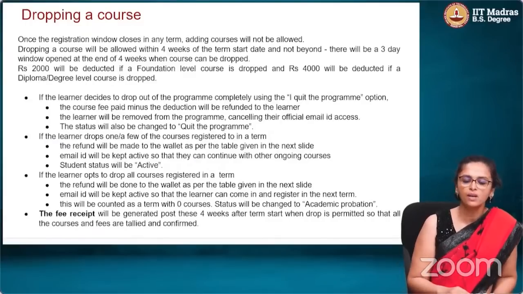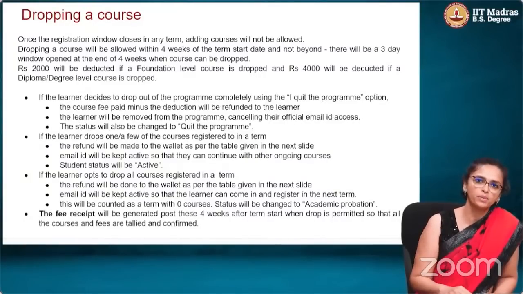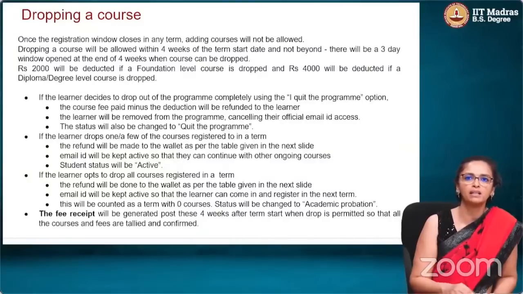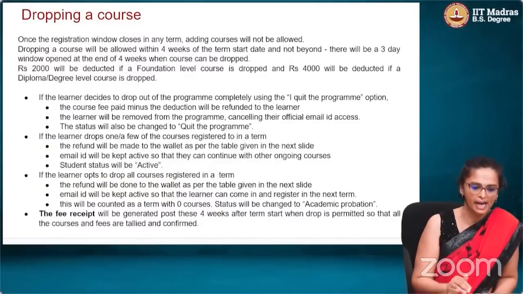The second one is where the learner drops maybe one or a few of the courses registered in a particular term. So the refund for only the dropped courses will be done in that particular term and refunded to the wallet. Email ID will still be active. You will continue with the other courses that you have not dropped in that particular term. And of course, your student status will still be active.